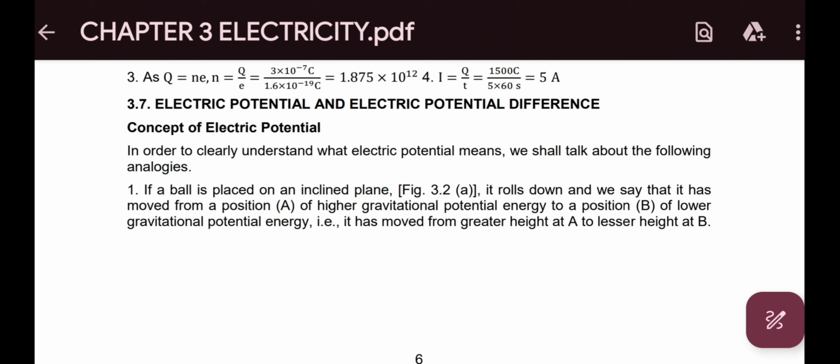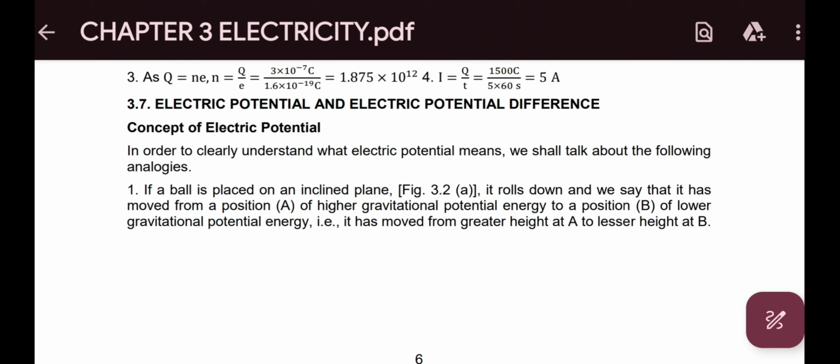In this video of the chapter Electricity of class 10th, we will discuss the very first topic, electric potential and electric potential difference. Before understanding the concept of electric potential, we have to think about or talk about the following analogies of nature.